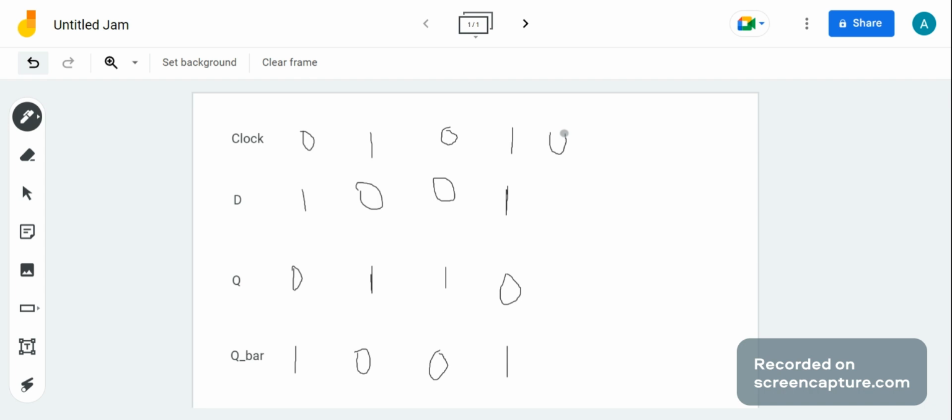Next, clock goes from 1 to 0 again. And again, the flip-flop doesn't do anything when the clock goes from 1 to 0. It only does anything when the clock goes from low to high, aka from 0 to 1. So copy over everything again, etc.